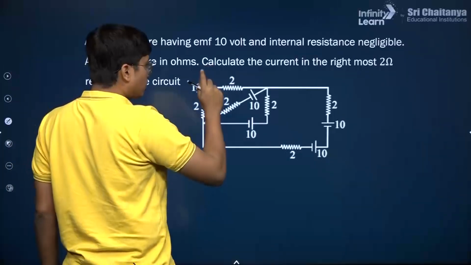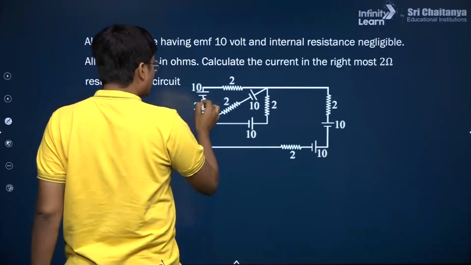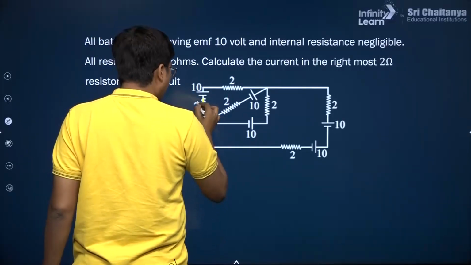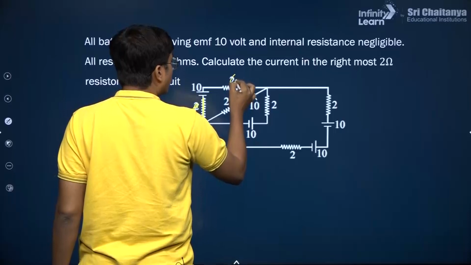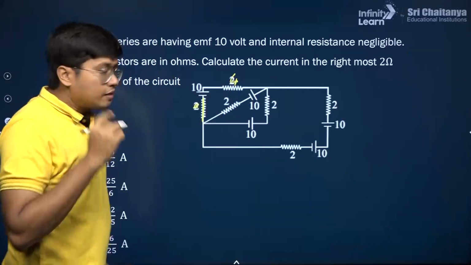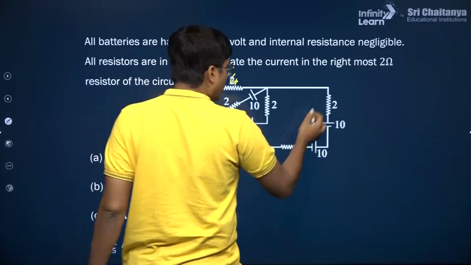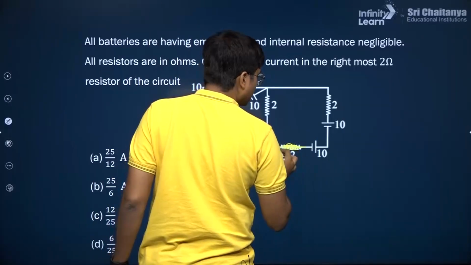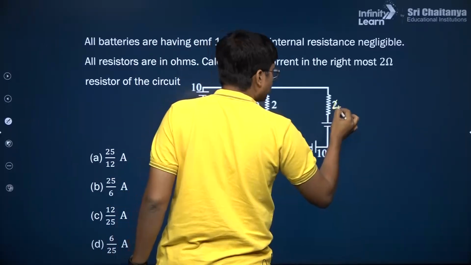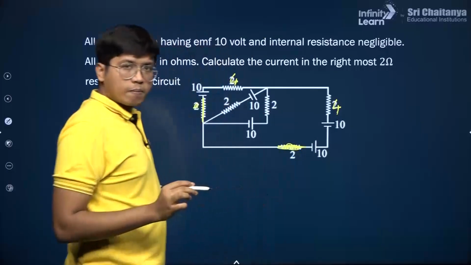This 2 and this 2 are in series, so we can just ignore this and assume there's just the equivalent 4 ohms over here. In the same way, over here you see this 2 and 2, just ignore this. Think there's a continuous line and make this 4 ohms because they were in series.